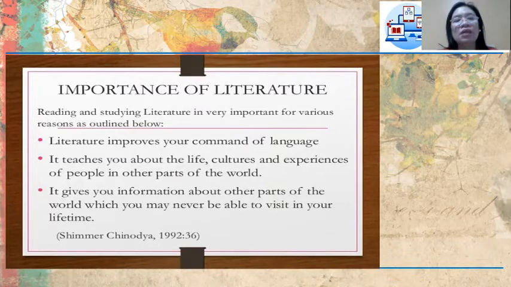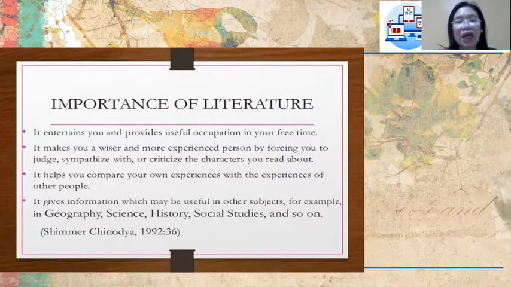Now, what are the importance of literature? Literature improves our command of language. It teaches us about the life, cultures, and experiences of people in other parts of the world. And it gives you information about other parts of the world which you may never be able to visit in your lifetime. How? By reading them, by studying them. It entertains us and provides useful occupation in our free time. So it is a source of pleasure.